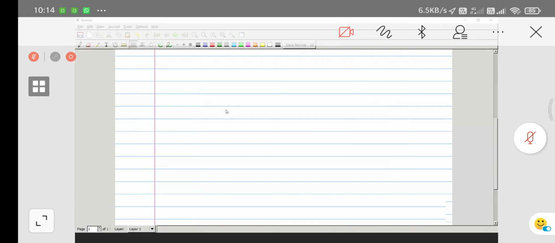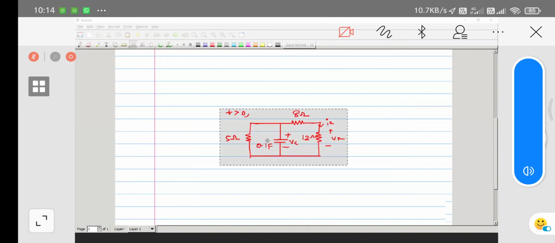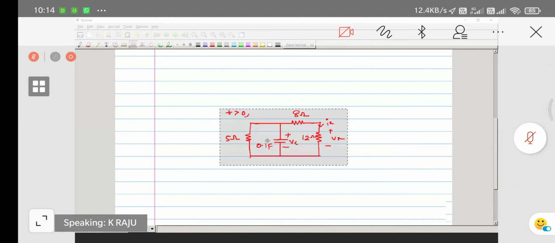So here this is my circuit. I want to find the voltage across the capacitor, the voltage across the 12 ohm resistor, and the current through the 8 ohm and 12 ohm resistor, Ix, for t greater than 0. Before going to the problem, I will explain some simple logic of how the capacitor and the inductor behave.